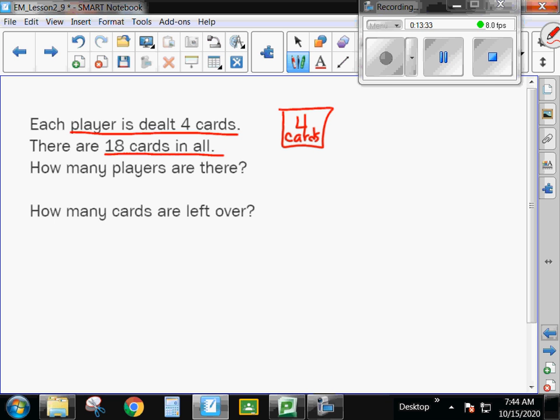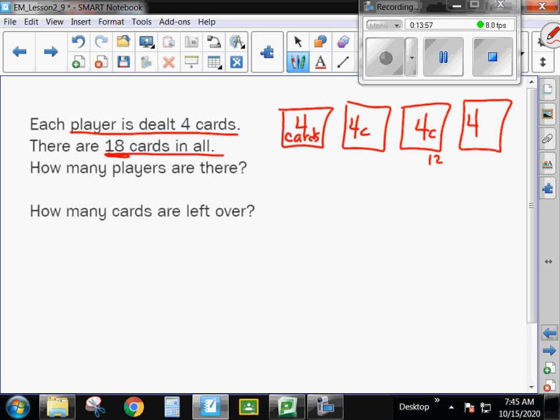So if there's 4 cards here, then I'm going to have to do another 4 cards. And remember, everybody's dealt the same amount. So 4 cards there, I'll just put 4C. And I'm going to keep doing this until I run out of cards. Another 4 cards. How many cards do I have now? So 4, 8, 12. I like to put a little number down there so I can keep track. Another 4. What is that? 16. And then when I deal out another, can I make another group of 4? I can't make another group of 4, because another group of 4 would equal 20, and I don't have 20 cards. I only have 18 cards.